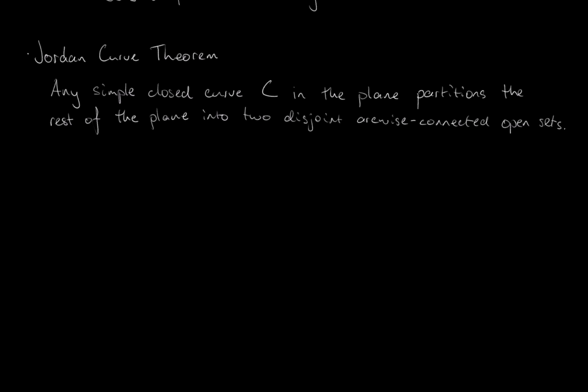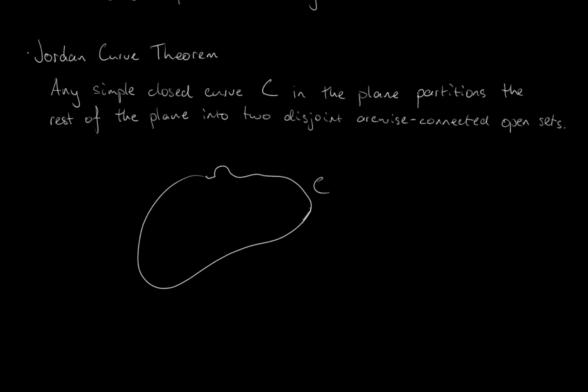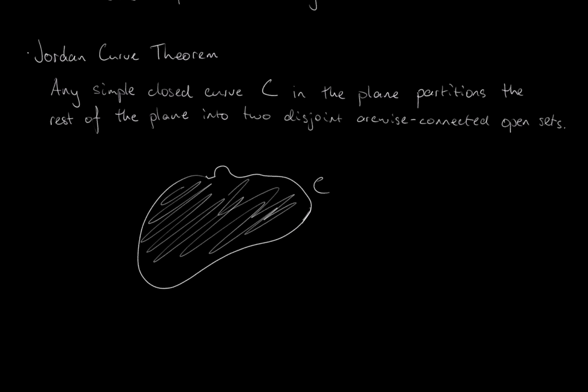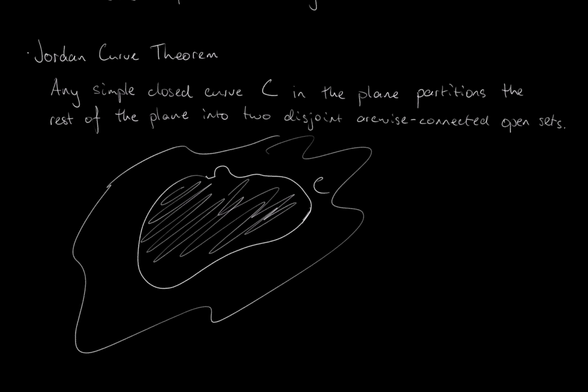So if you have a simple closed curve C lying in the plane, we say it partitions the rest of the plane. By the rest, we mean not part of this curve C. So here you have one arcwise connected open set. Here, the rest of the plane is another arcwise connected open set. So we have two disjoint arcwise connected open sets that are separated by the simple closed curve C in the plane.